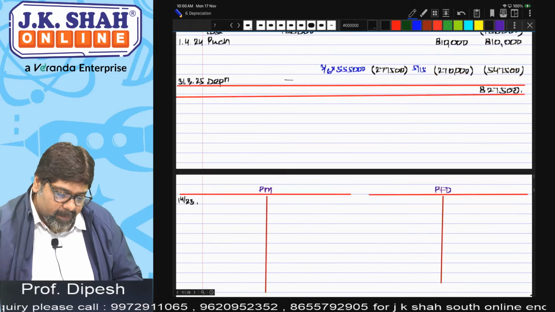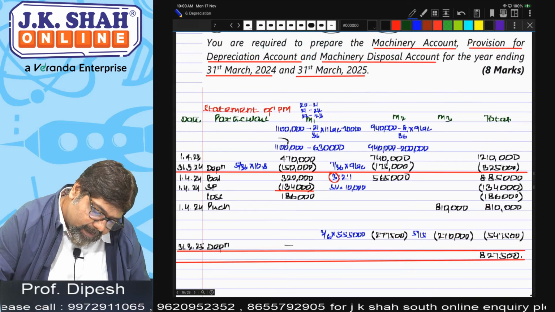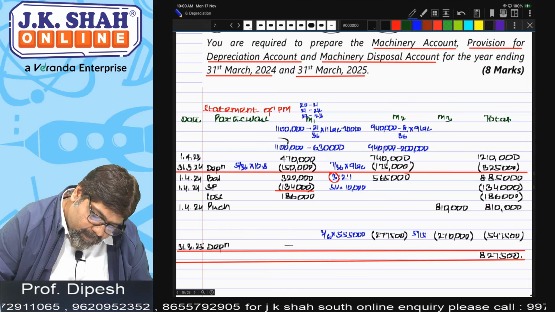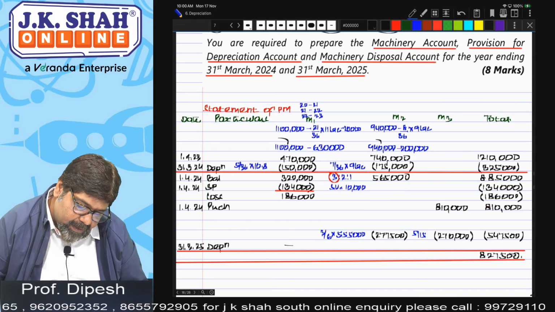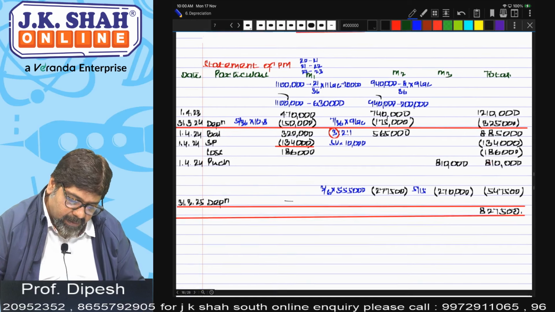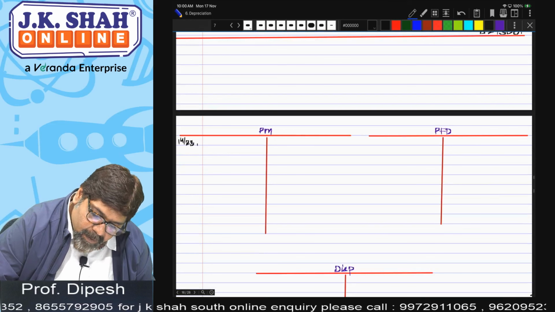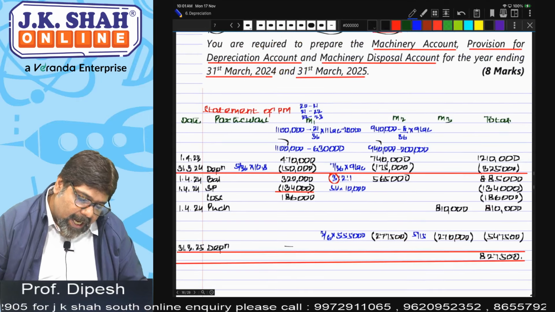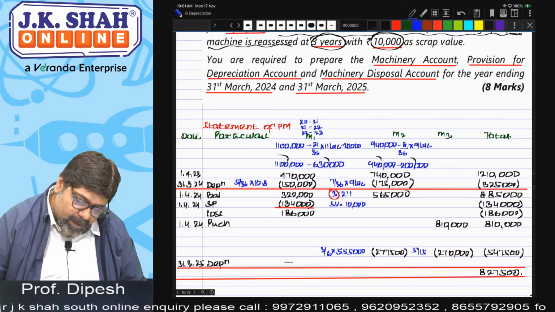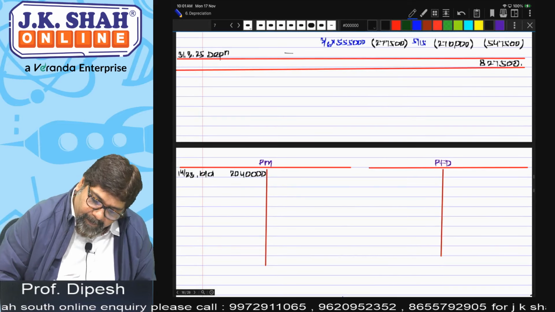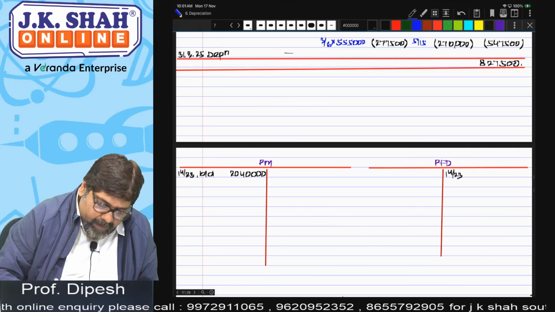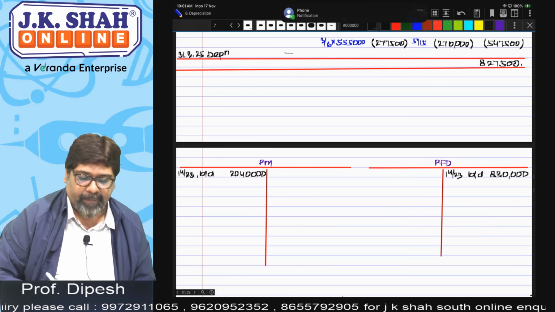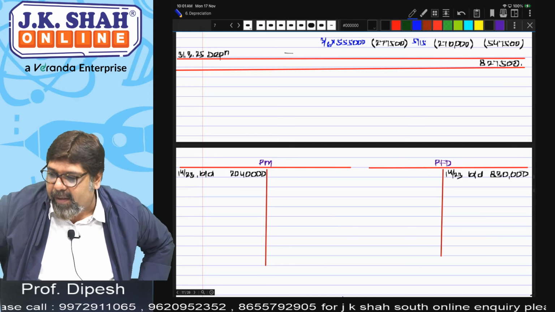We'll start our accounting on 1/4/23. Now chartered, 1/4/23 ko asset was 11 lakh 940, and 11 and 940 is 20 lakh 40,000. Correct? And provision for depreciation mein 630 plus 2 lakh, that is 8 lakh 30. 1/4/23 balance brought down 8 lakh 30,000. Is this clear? Yes, sir.